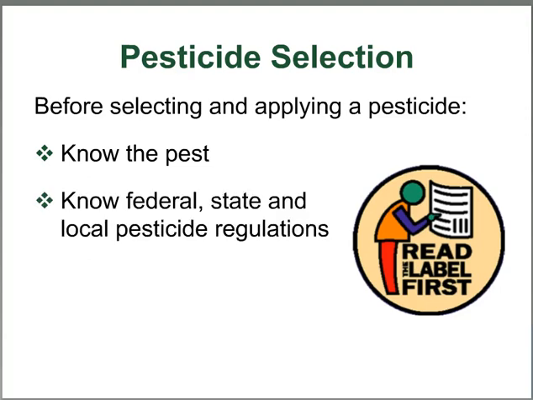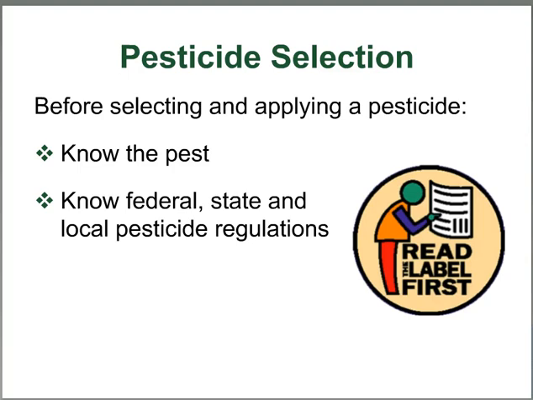Make sure you understand all federal, state, and local pesticide regulations. Remember, not all of the restrictions you must comply with can be found on the federal pesticide label, and it's extremely important to stay up to date on regulations. For example, some states have restrictions on the use of certain herbicides due to drift concerns.